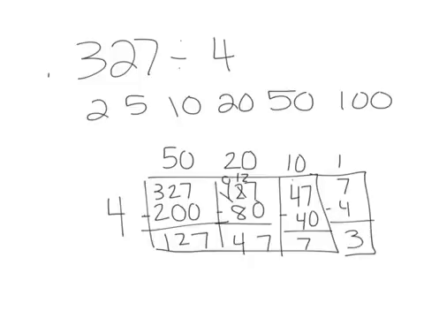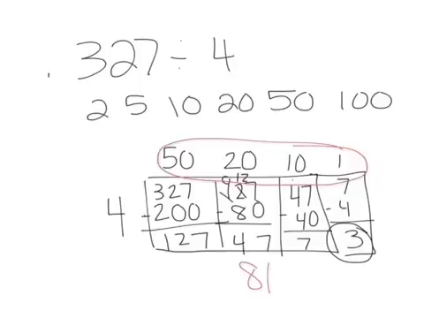3. And I always tell the kids, when we get to where our answer is less than our divisor, then that's when we stop. So 3 is less than 4, so then we need to add these numbers up here. So 20 is 70, plus 10 is 80, so we have 81 with a remainder of 3. So that's a 3x1 problem using the area model.